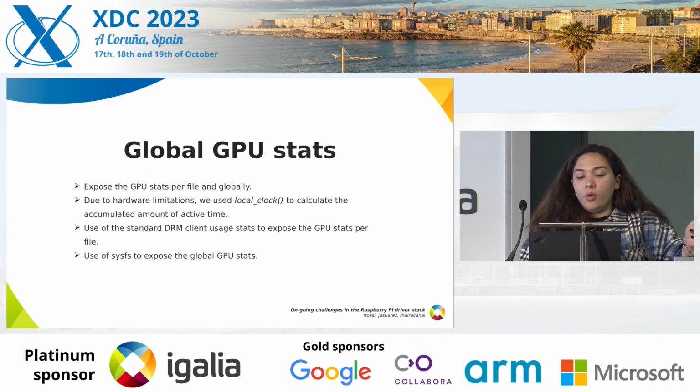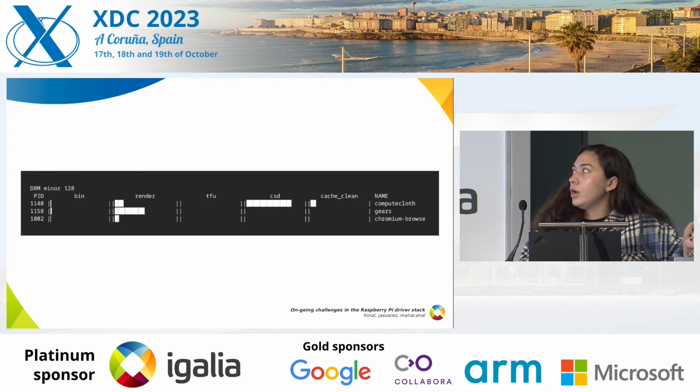In order to expose the GPU stats per file descriptor, we used the standard DRM client usage stats. So it's something that we have in the DRM already, and it's pretty standard, and you can integrate it with GPU top in IGT, for example. And for the global GPU stats, we don't have something standard yet, so we used sysfs to expose the global GPU stats. Here you can see GPU top running on the Raspberry Pi 4.